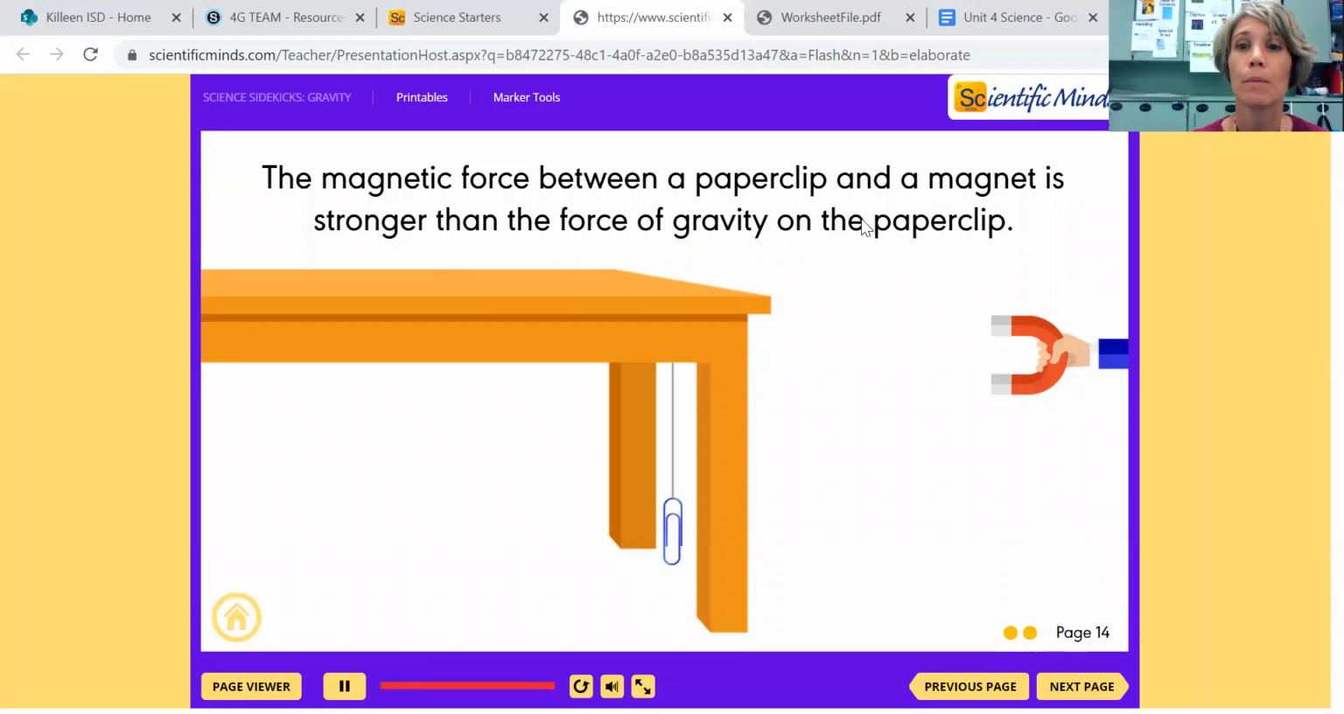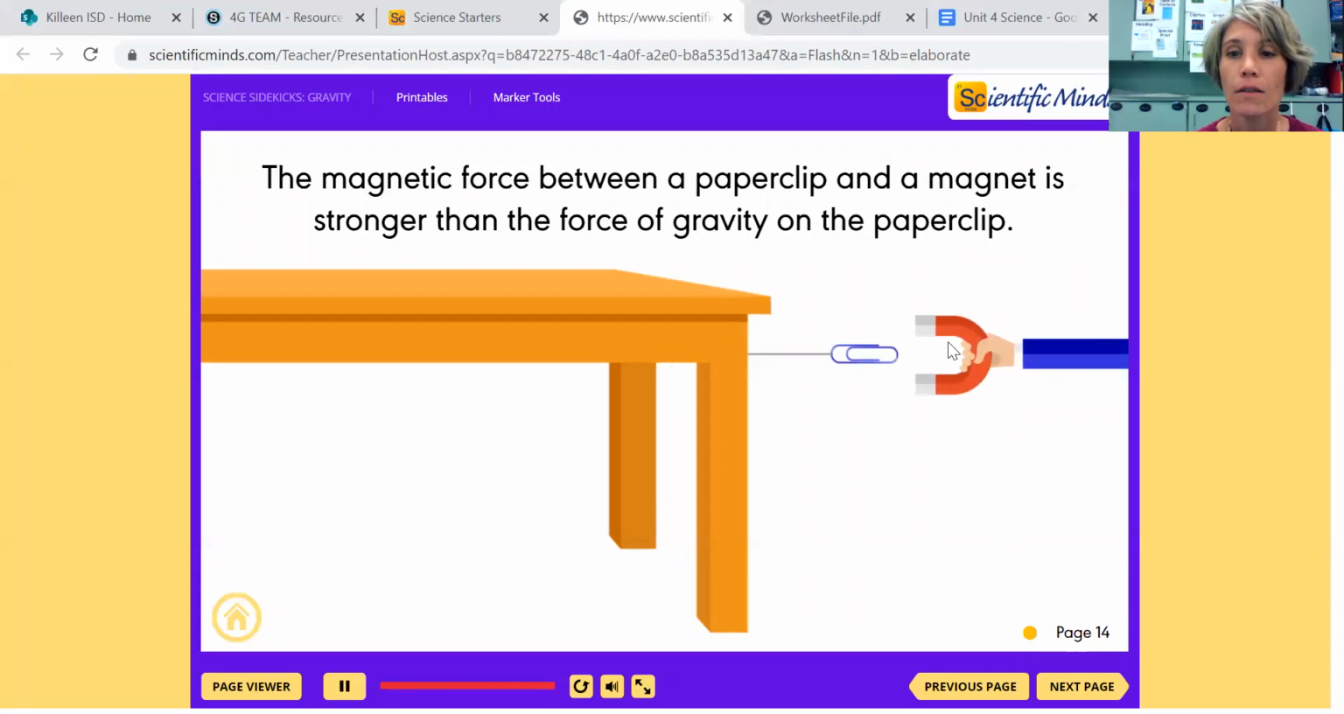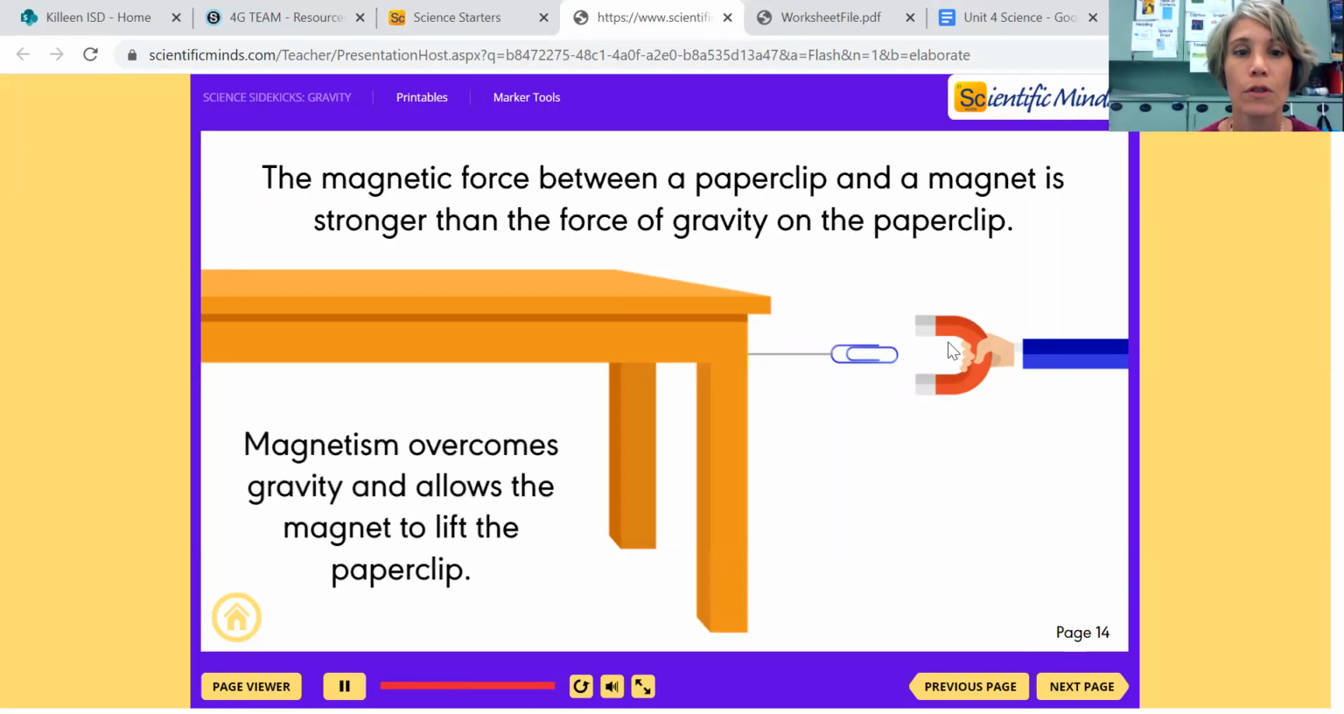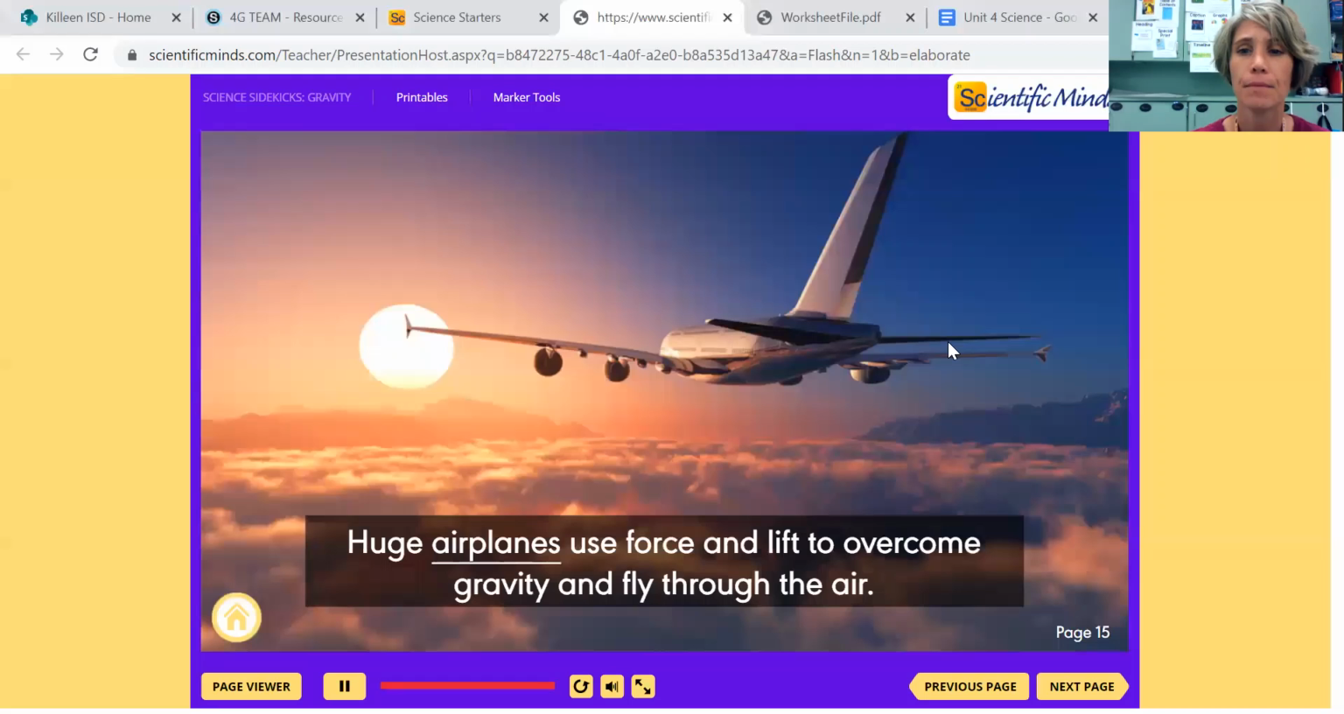The magnetic force between a paperclip and a magnet is stronger than the force of gravity on the paperclip. So if we get this magnet close, because this looks pretty strong, it's going to make the paperclip go up. Let's see. Just like that, because the magnetic force is greater than the force of gravity. So magnetism overcomes the gravity and allows the magnet to lift the paperclip. Huge airplanes use force and lift to overcome gravity and fly through the air.